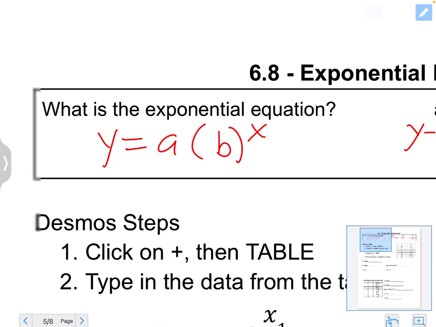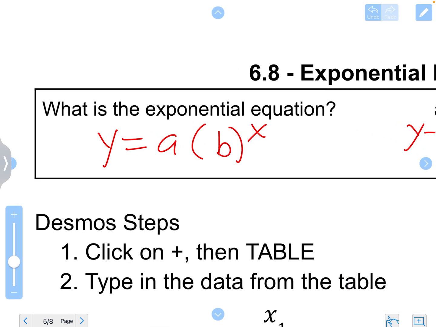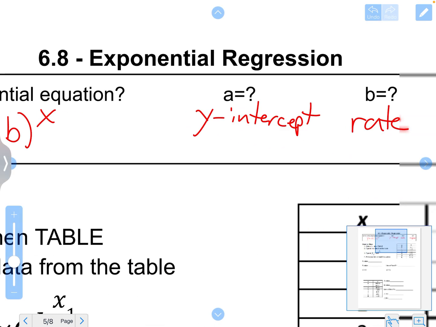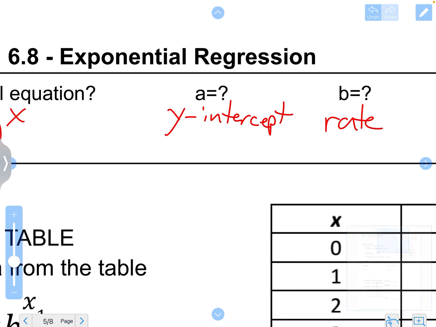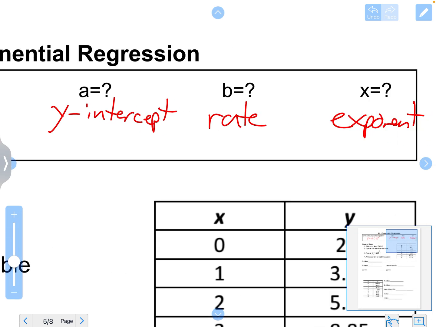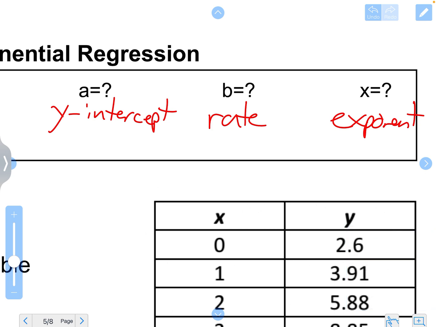Just a real quick review. Remember, our exponential equation is y equals a times b to the x. The a is our y-intercept, our start, our beginning, our initial. Our b is our rate, our ratio, our percentage. And then our x is our exponent.